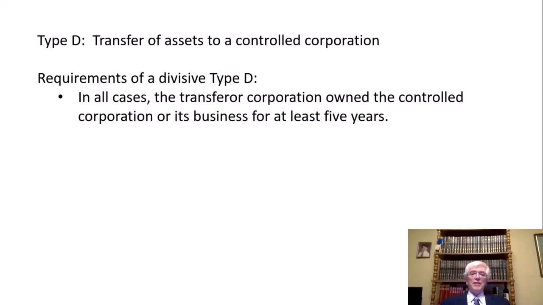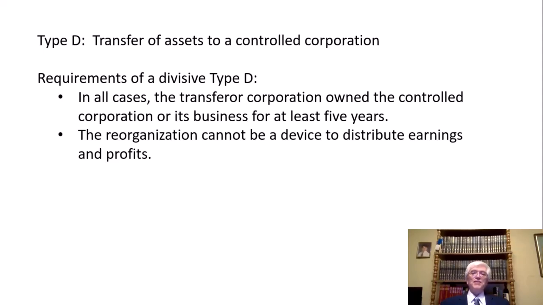In all cases, the transferor must have owned the controlled corporation or its businesses for at least 5 years. So again, it's got to be the transferor corporation in all cases, owning the business for 5 years, didn't just go out and buy it last week to turn cash into this business and then turn it back into essentially cash.